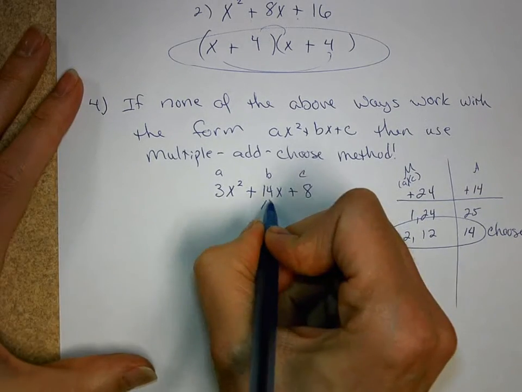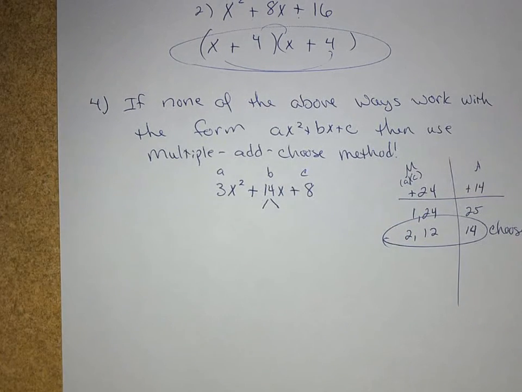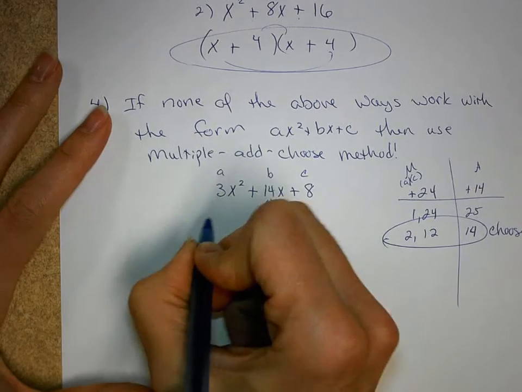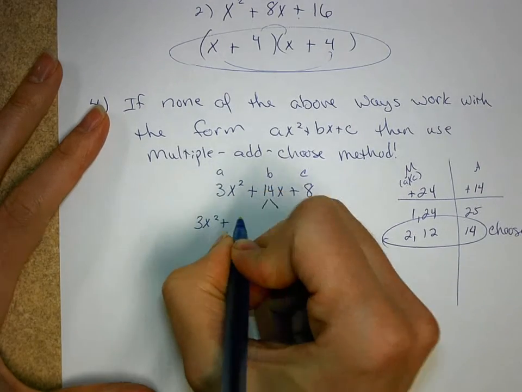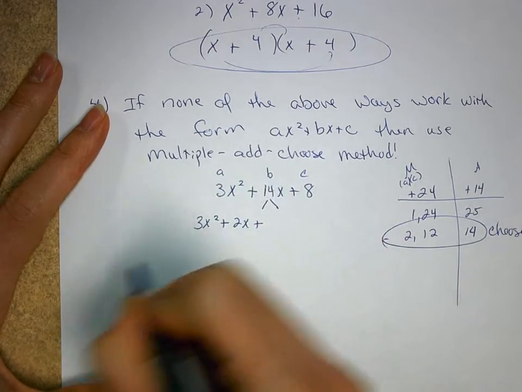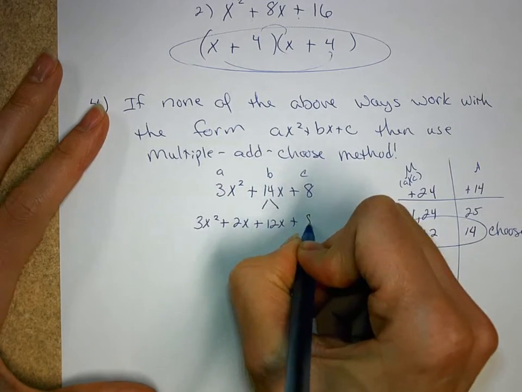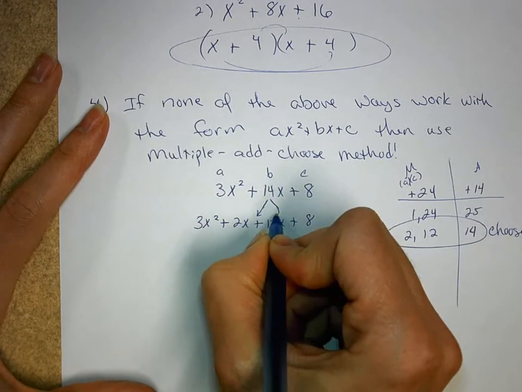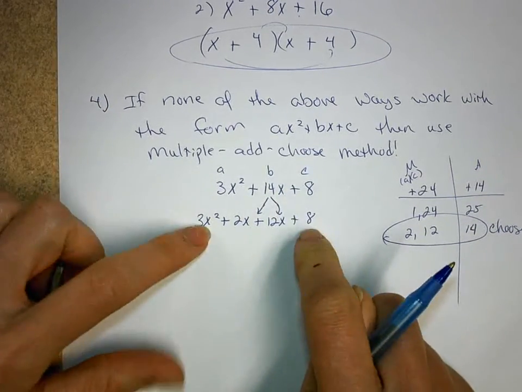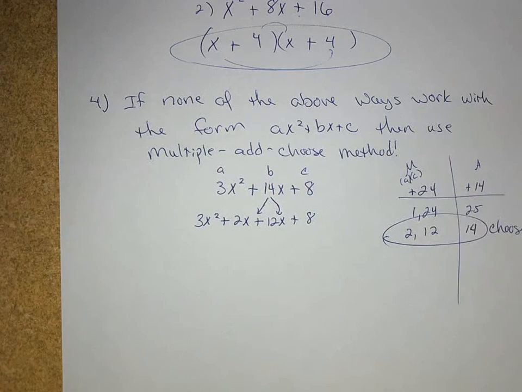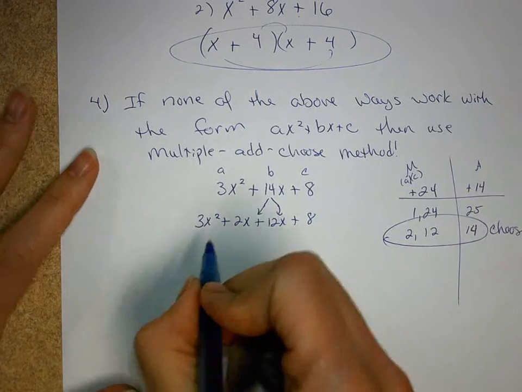Then I split my middle term. I'm going to actually use what's called factoring by grouping to do this. So I get 3x squared plus 2x plus 12x plus 8. Notice these are the ones it splits to. The 3x squared and the 8, do I touch? Doesn't that look like I'm in the middle of foiling? Basically what we're doing.